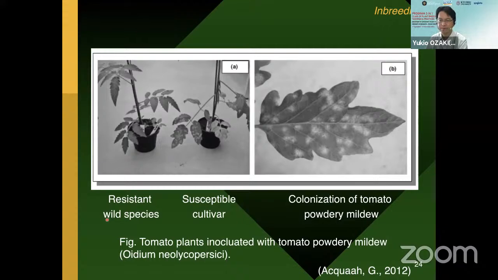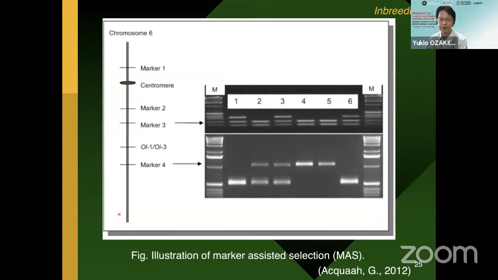This figure shows an illustration of marker-assisted selection. On the left, a genetic linkage map of tomato chromosome 6, showing that the Ol-1 and Ol-3 genes conferring resistance to tomato powdery mildew are located at the same locus and flanked by markers 3 and 4.